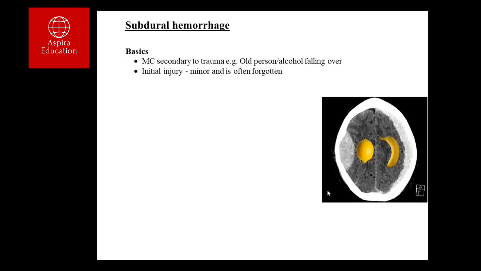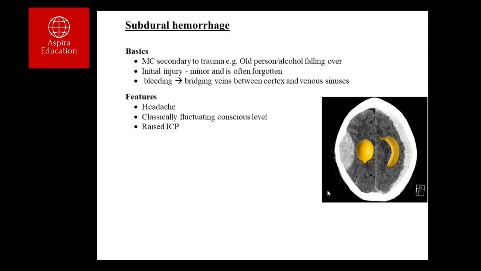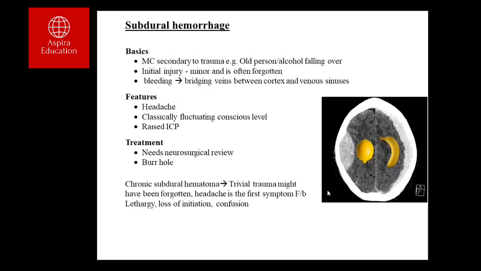It's only on evaluation when you do a CT brain that you see the subdural hemorrhage, and then you ask for any trauma, any history. Alcoholics may not be able to identify or remember the trauma when they are drunk. So bleeding here is from the venous side. These are bridging veins between the cortex and the venous sinuses. So the patient can present with slowly progressive headache, fluctuating consciousness level, and intracranial pressure will be high. Treatment usually requires neurosurgical review. There could be burr hole and evacuation.